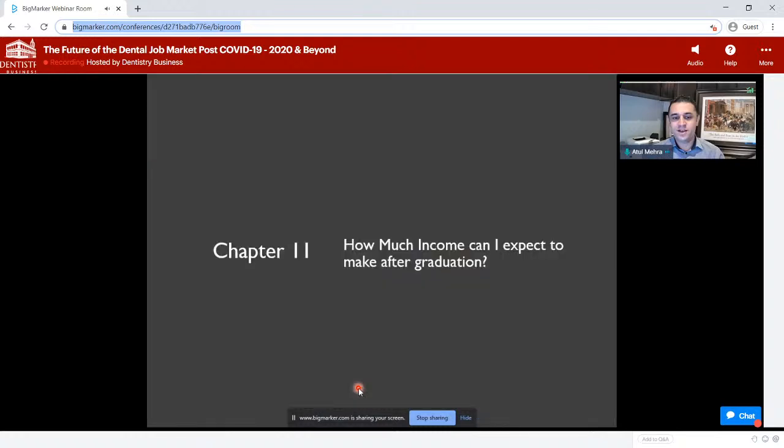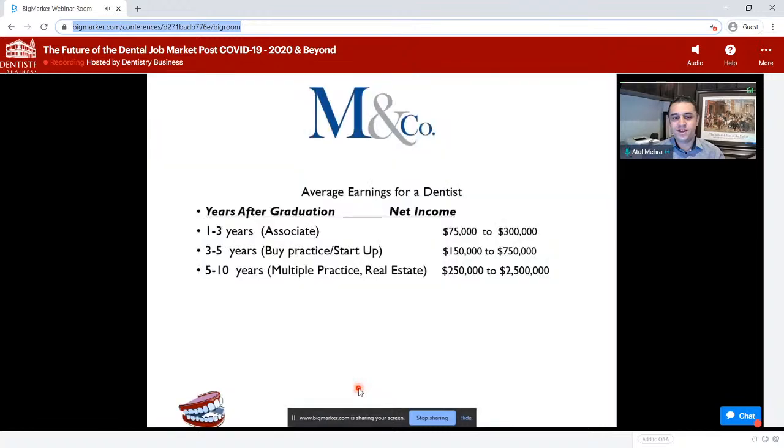So item number 11: how much income can I expect to make after graduation? This is a quick chart. We've presented this a few times when we go out to U of T and Western, the two dental schools in Ontario. And this is a quick summary. In the first 1 to 3 years as an associate, you can get anywhere from $75,000 to $300,000.